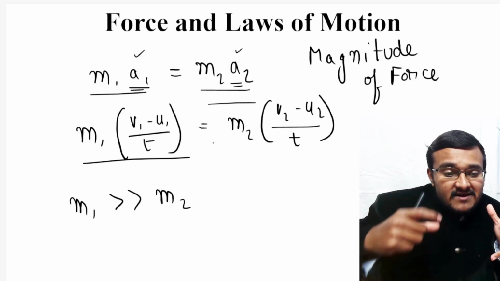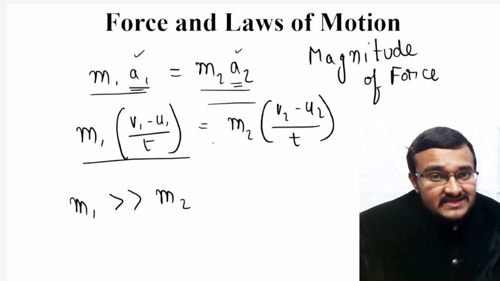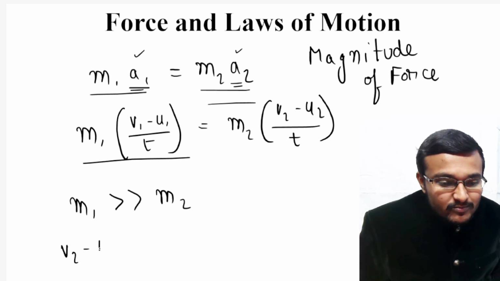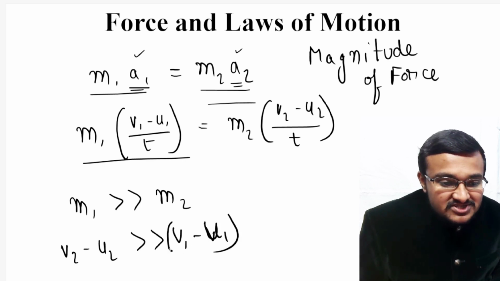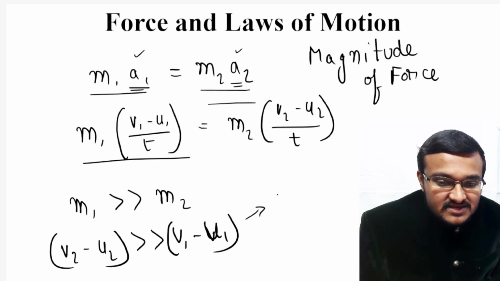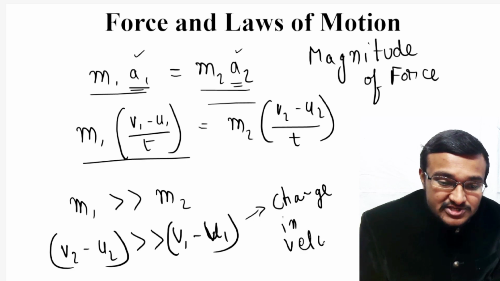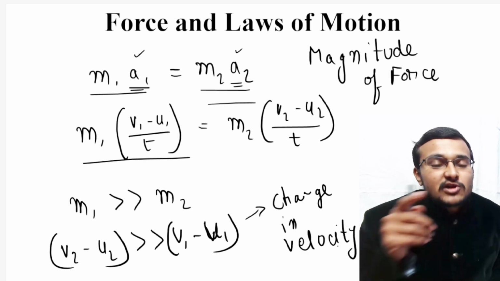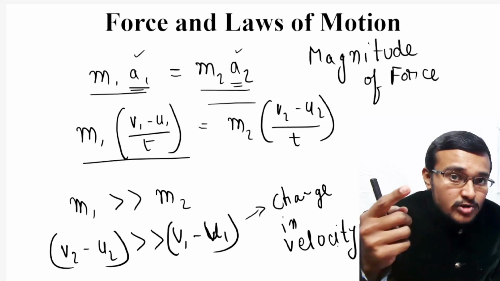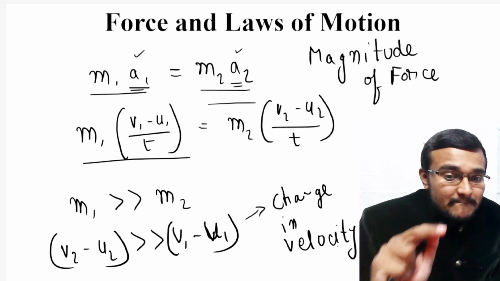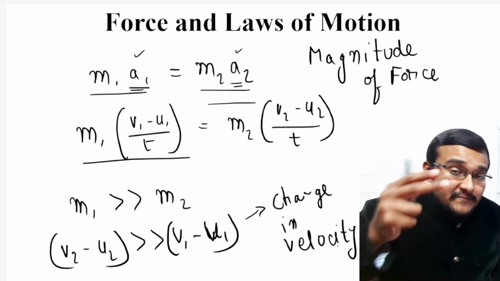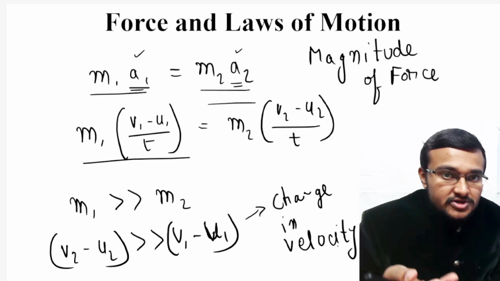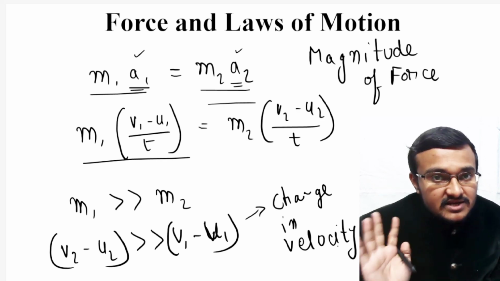So that means, since m1 is greater than m2, v2 minus u2 will be greater than v1 minus u1. That is the change in velocity. So the change in velocity of the insect will be more than the change in velocity of the car. Because the car has more mass, it will have less change in velocity. Because the insect has very little mass, its change in velocity will be more. Because the change in velocity of the insect is more, it will be squashed on that particular windshield.